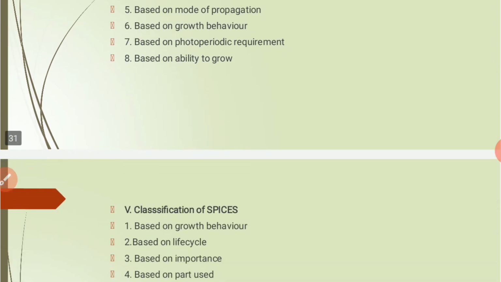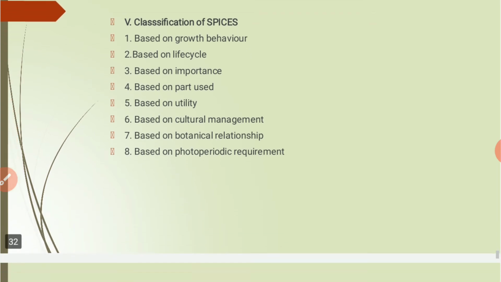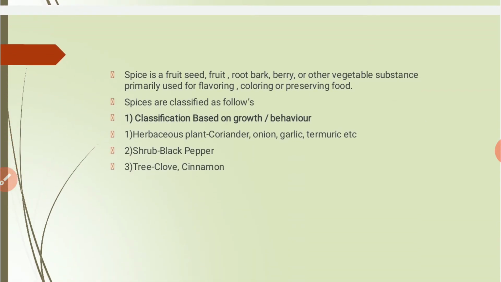So let's see the next classification, that is classification of spices. First one is based on growth behavior. Second one is based on life cycle. Third one is based on part used. Then based on the utility. Sixth one is based on the cultural management. Seventh one is based on botanical relationship and the photoperiodic requirement. So spice is a seed, fruit, root, bark, berry or other vegetable substance primarily used for flavoring, coloring or preserving food.